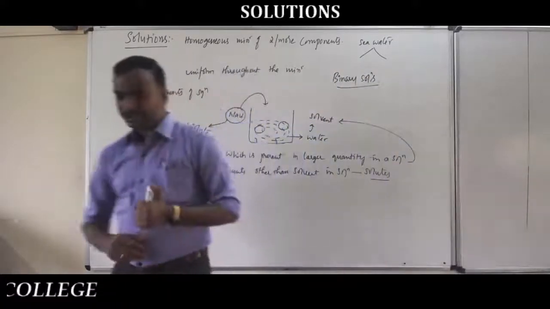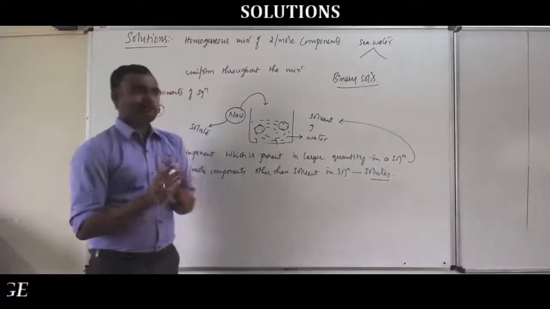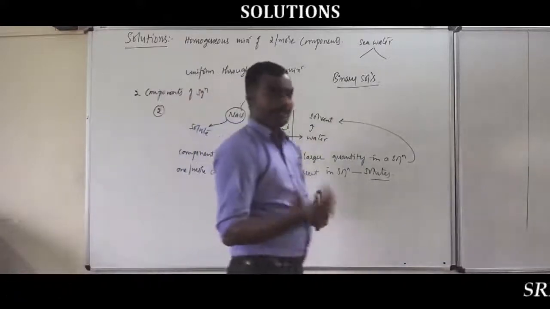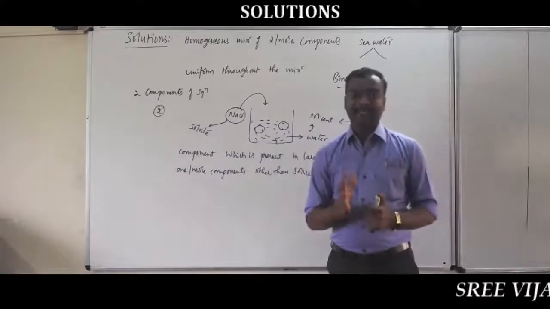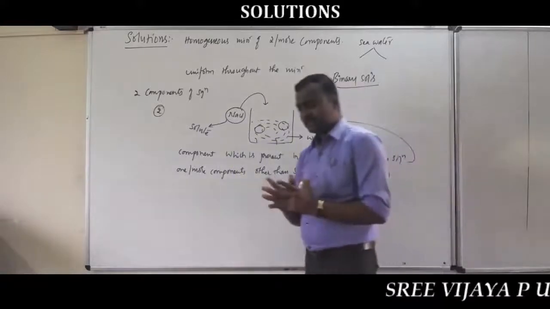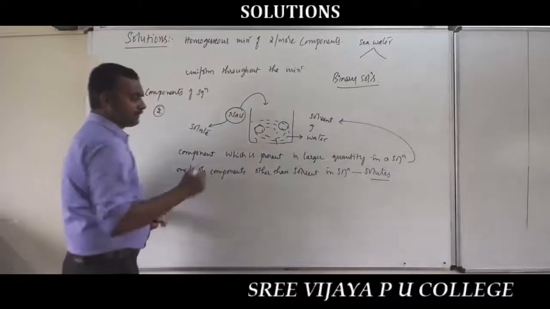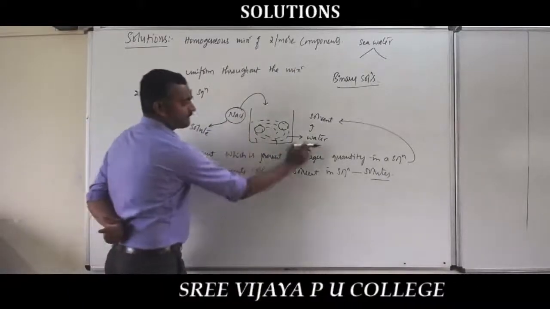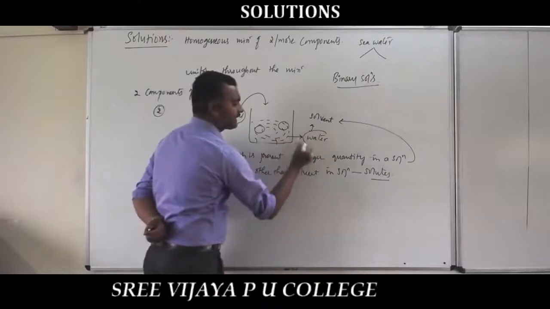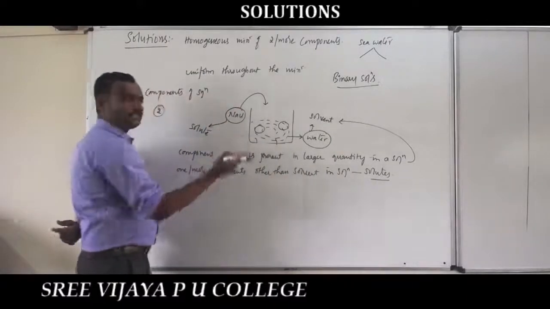So now, a solution can be in any state. So it may be in solid state, or it may be in the liquid state, or it may be in the gaseous state. So what does the physical state of the solution depend on? And a very important thing: for example, say NaCl dissolved in water. We know that water is in liquid state and of course NaCl is in solid state.